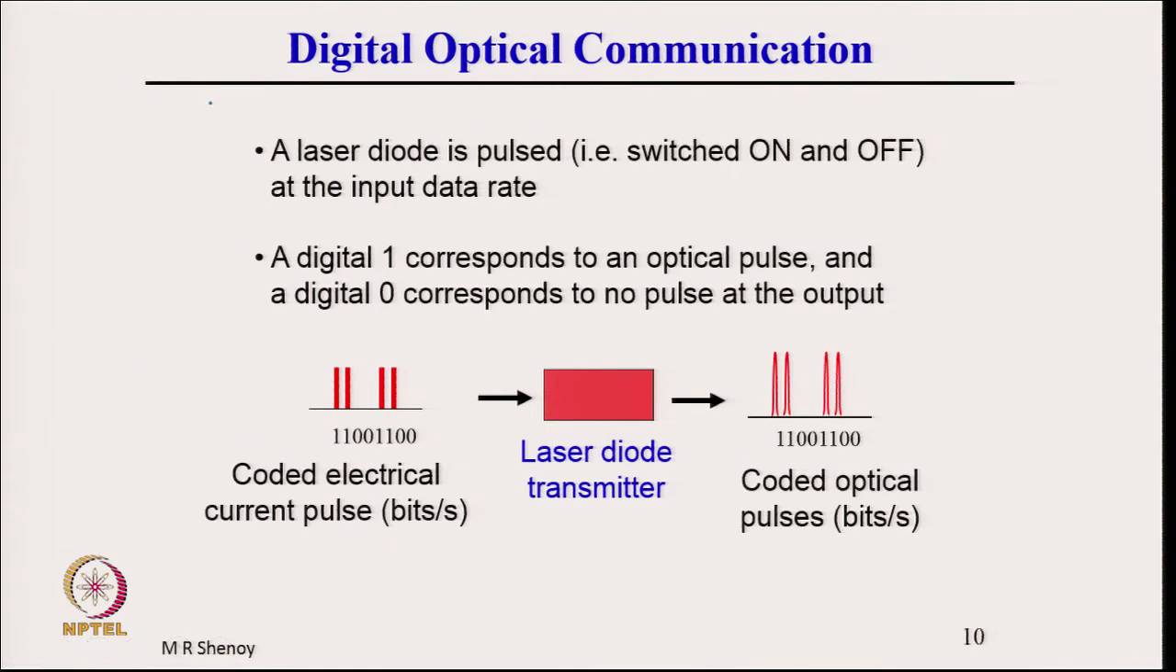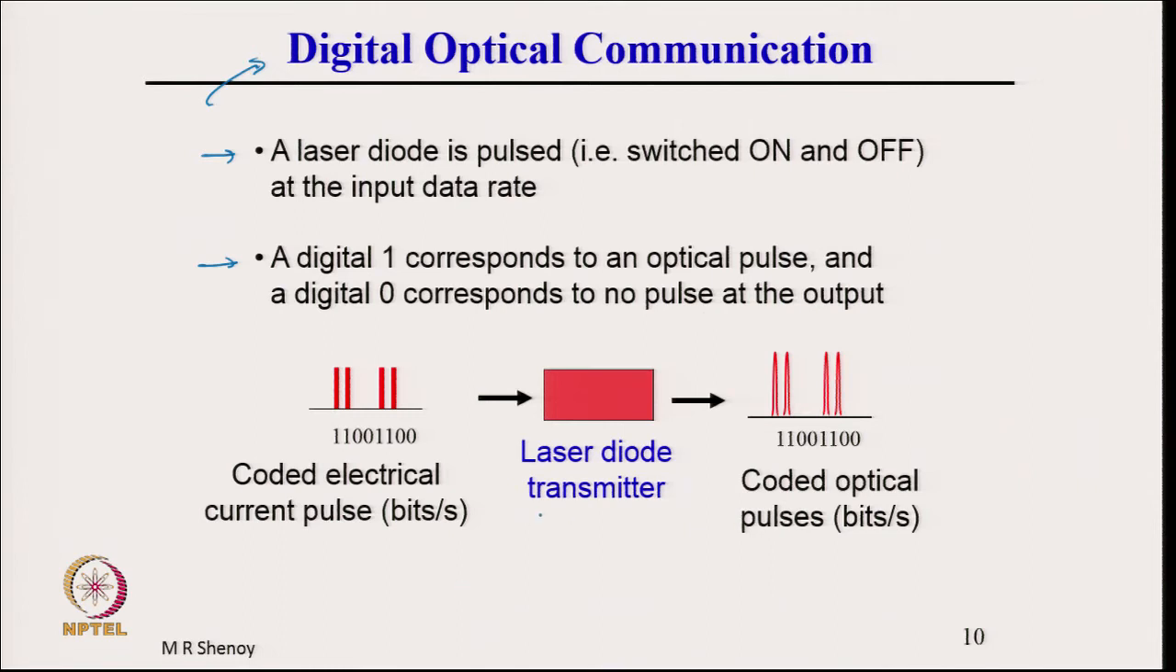Now, in digital optical communication, we are interested in optical communication and its digital communication. A laser diode is pulsed, that is switched on and off at the input data rate. The input data is a digital data which comprises of series of ones and zeros, it is electrical data ones and zeros, and a laser diode is pulsed in accordance with the data. So, a digital 1 corresponds to an optical pulse, the presence of an optical pulse, and a digital 0 corresponds to no pulse at the output.